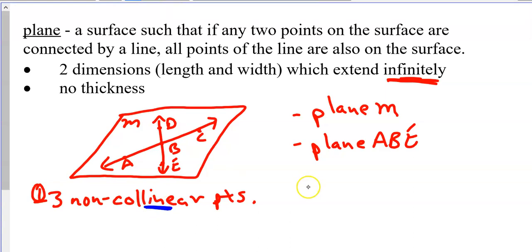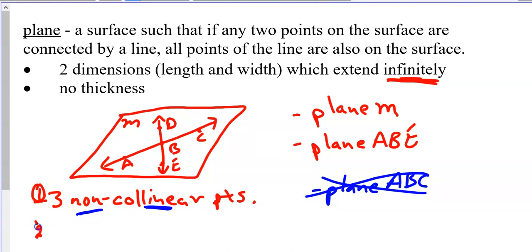So for example, I could not name this plane ABC, because if you can visually think about this, I would also have a plane going vertically through ABC. There's actually an infinite number of planes that go through there. So we could not name that plane by collinear points. They must be non-collinear. Okay.